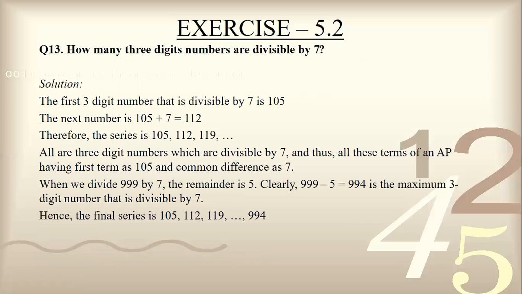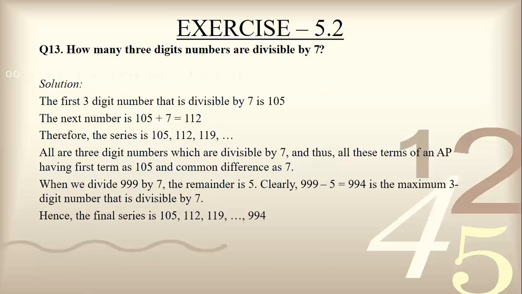Now, let us see question number 13. How many 3-digit numbers are divisible by 7? So we have to check how many are divisible by 7. Manually, we can start. The 3-digit number minimum is 100. So from that, if we keep adding, it's going to be a very tedious process. So here, what we are going to do is, the first 3-digit number that is divisible by 7 will be 105. So first we consider the one which is the first 3-digit number divisible by 7. And the next number will be plus 7, isn't it? So 105 plus 7, which is 112. So the series will be 105, 112, 119, and so on.